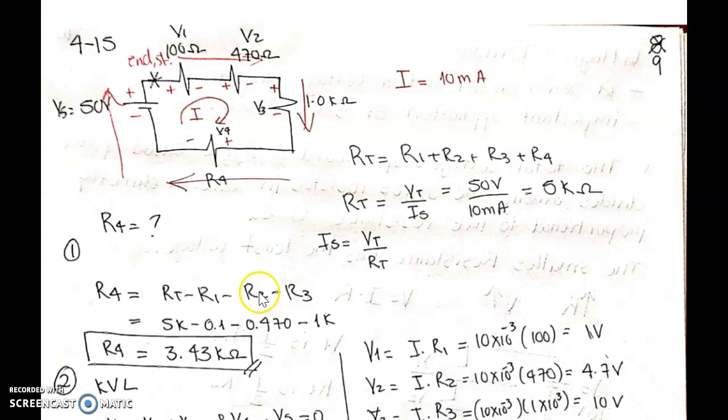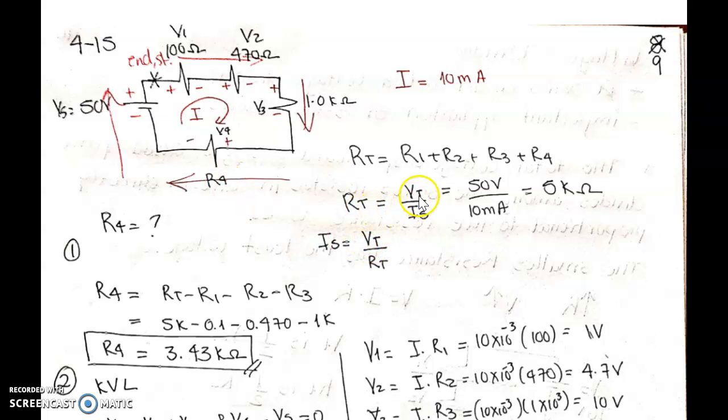Right here in example 4-14, I'm going to have the resistor values, and they are asking us to find the voltage drop across each resistor. So I'm going to do it in two different ways. One, I'm going to use Ohm's law, and the other, I'm going to use KVL. In order to start this process, I'm going to find the current, which is given to us as 10 milliamps. I'm going to solve for R4.